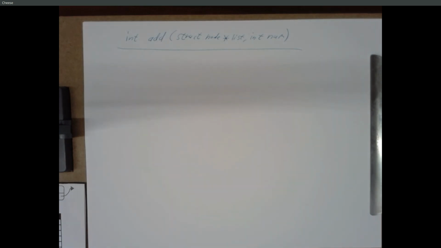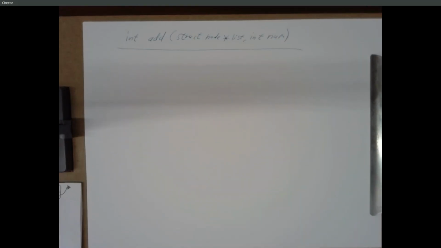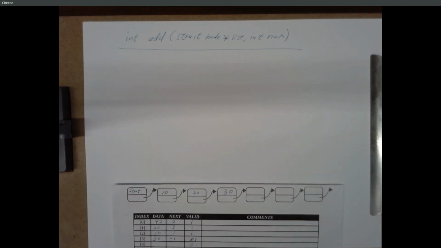Alright, we'll pass a struct node array. We'll pass an integer to add, which I'm calling num. And we're going to return a flag. So we're going to do the same thing we did with deletion.